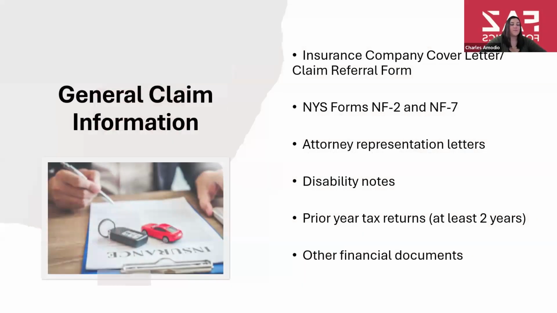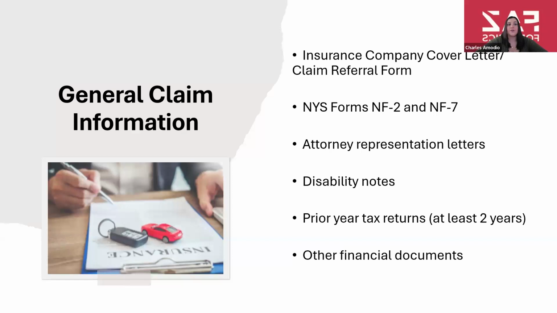So the general claim information that we typically first receive from the insurance company will be either an insurance company cover letter or a claim referral form. This outlines the basic claim information such as the claim number, the insured or the claimant's name, date of loss, the loss period if they're aware of how long they're going to be out for, or if they know they're going to be out for an extended period of time with no return to work date in sight quite yet. Sometimes we'll see the full policy limit, and then we'll also see an outline of the documents included with the cover letter or the referral form.